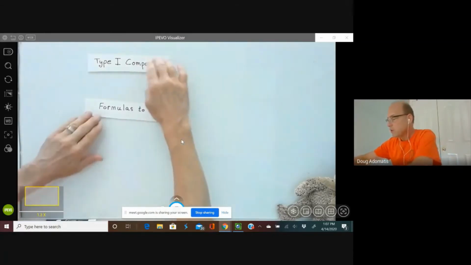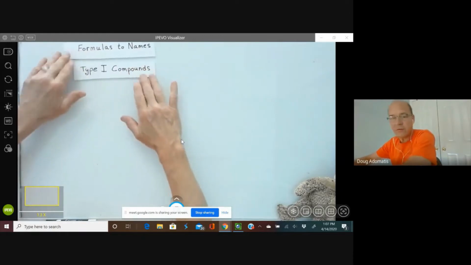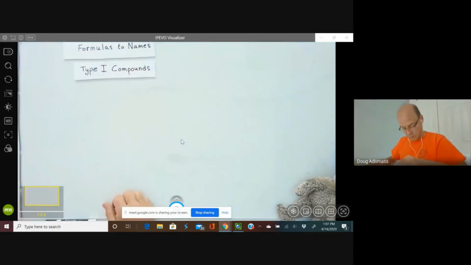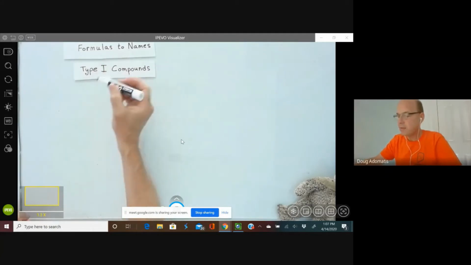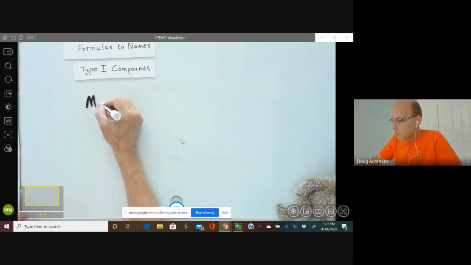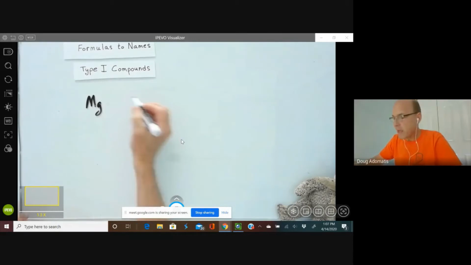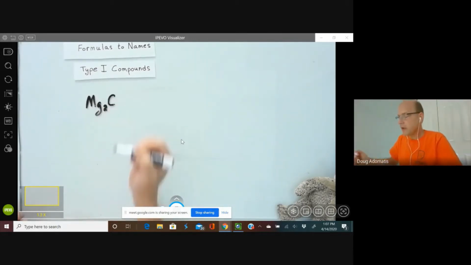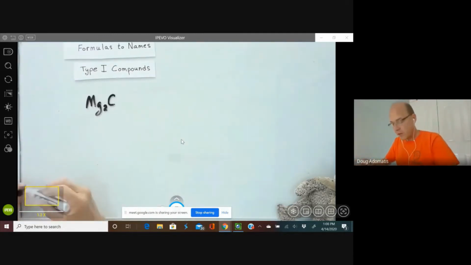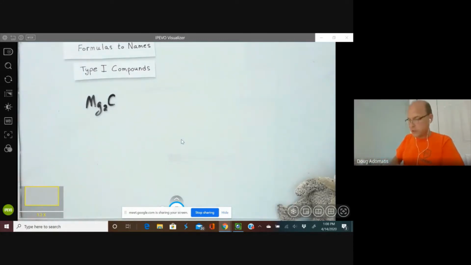So this is formulas to names for type 1 compounds. Let me give you an example of a formula that we are going to write the name from. You might recognize that symbol as magnesium. That is a subscript, and that is the symbol for carbon. Now, without saying anything, without raising your hand, I just want you to think to yourself how you might say the name of that formula. Now, I'm going to teach you the steps.